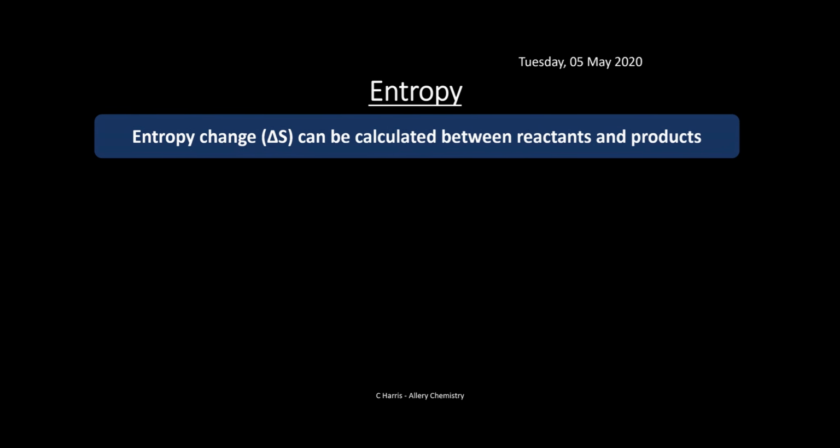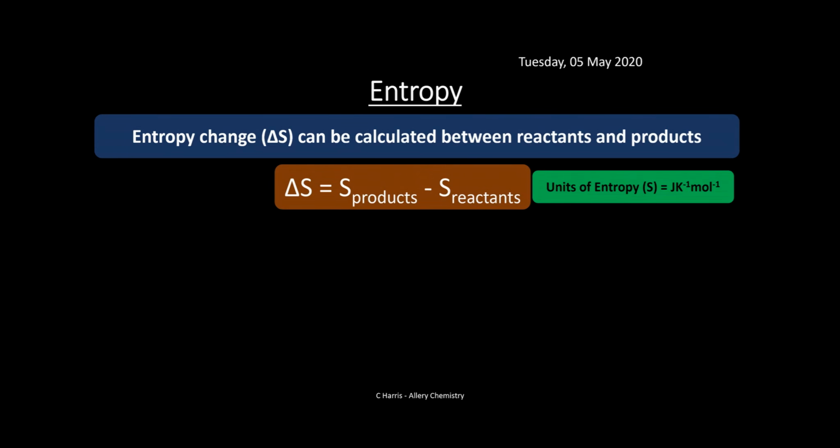Okay, so entropy change can be calculated. Entropy is given the symbol delta S, and that can be calculated between reactants and products. So entropy change, or delta S, is the entropy of the products minus the entropy of the reactants. And the units are joules per Kelvin per mole. Okay, you've got to remember that. Don't get it confused with kilojoules. This is the standard unit, joules per Kelvin per mole.